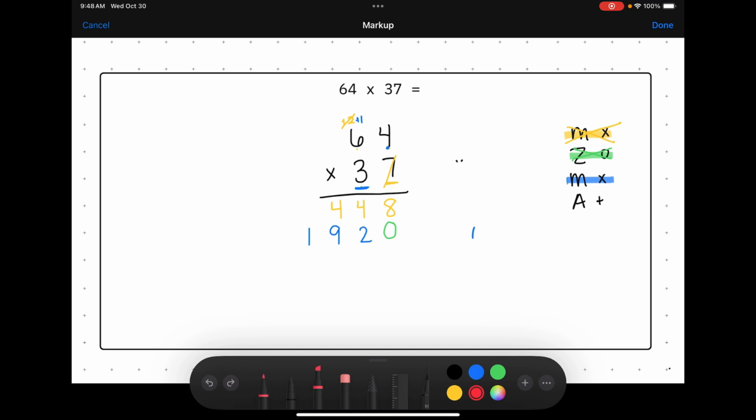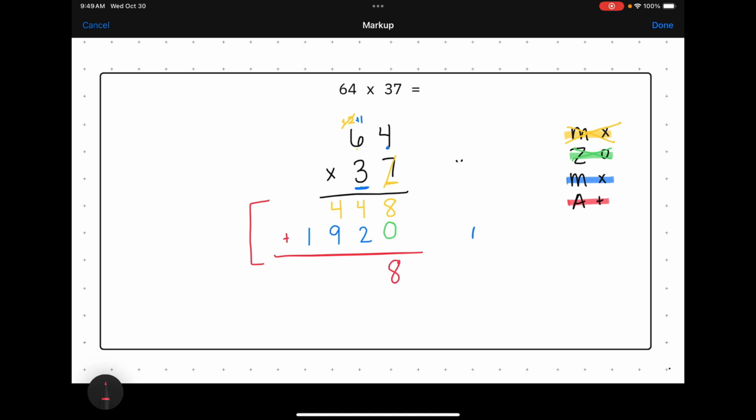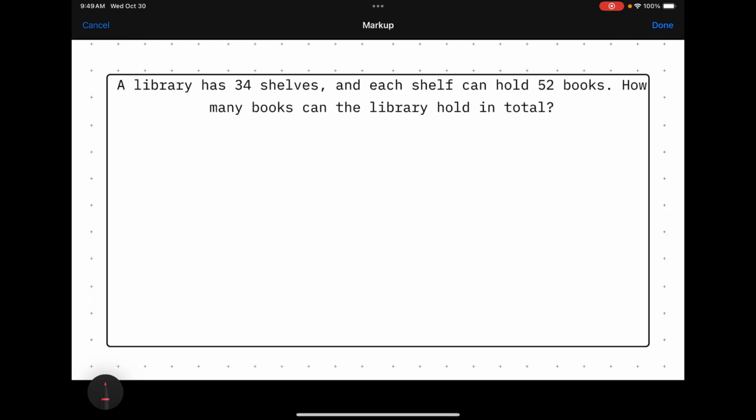My final step is to add. So I'm going to add up these two numbers down below my multiplication problem. And when I do that quickly, I can get my final answer of 2,368. Practicing one more time, but this time with a word problem.